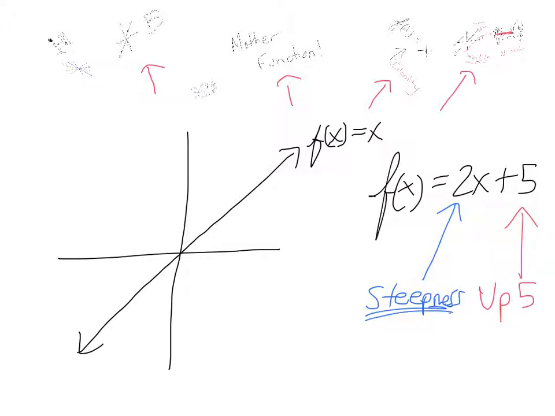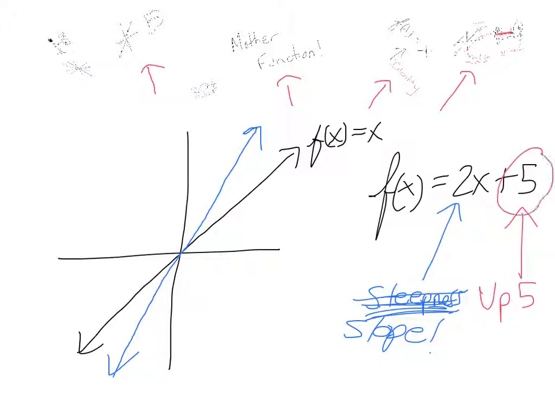Yeah, because the steepness depends on the slope. I don't even know if that's a word or spelled right. But yeah, so slope. Here's the slope effect. It makes the line steeper than the original mother function. But the y-intercept tells us that we should go up 5 from the original idea. So it's steep like that, but then up 5 going through this point here.